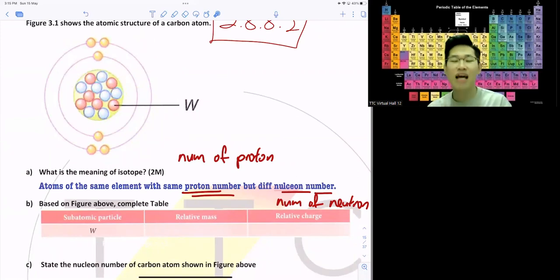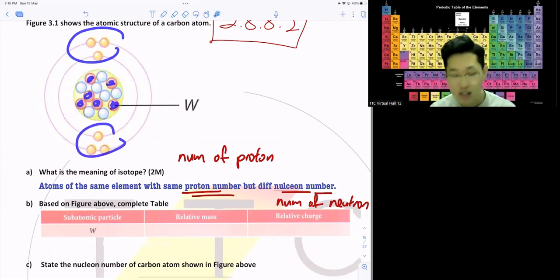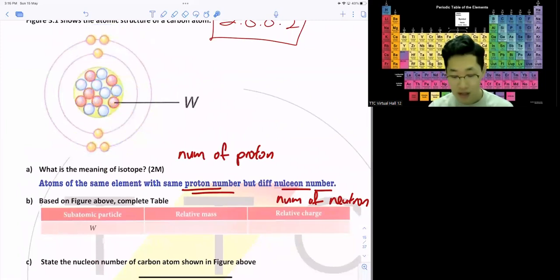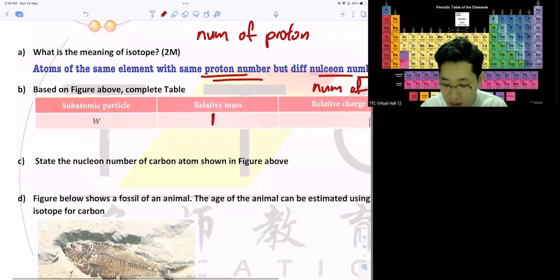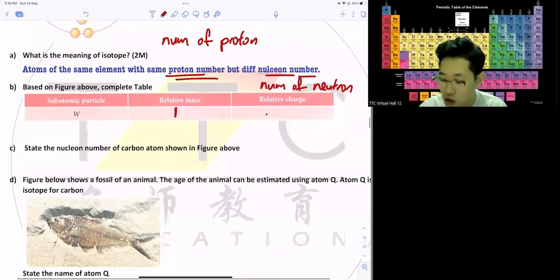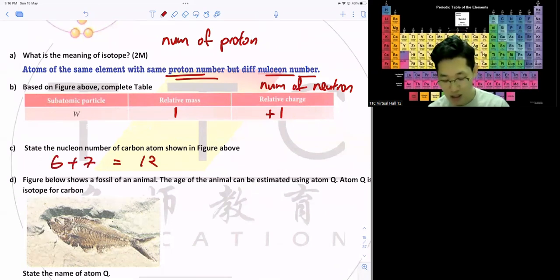Yes, because same with electron, correct. You see, 6 electron. This one also 6. So it will be proton. This one is 1, 2, 3, 4, 5, 6, 7. Different number is neutron. So the mass of a proton is 1. The charge of a proton is +1. Nucleon number, just now we said 6 plus 7, so equals to 13.